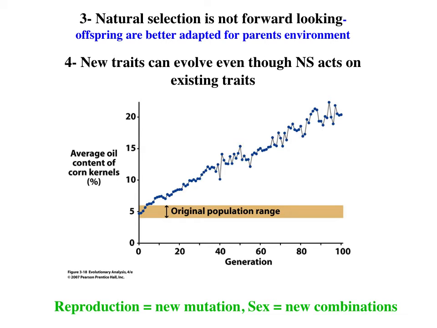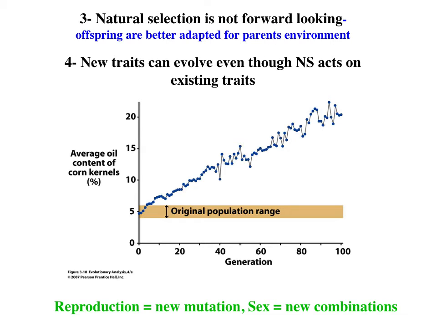And so here you take that original population, you go generation after generation after generation, and you're artificially selecting for higher oil content, and in 100 generations you go from 5% all the way up to 20% oil. All of the same genetics were there in the original population, but you're just reshuffling those.